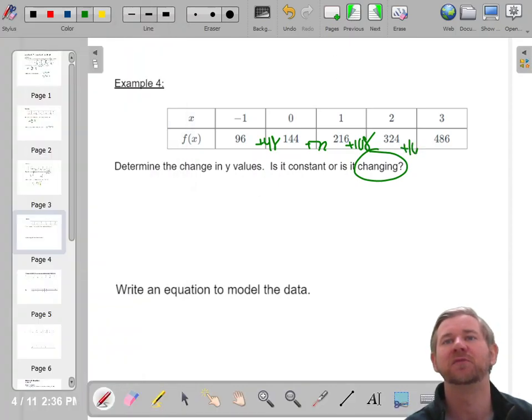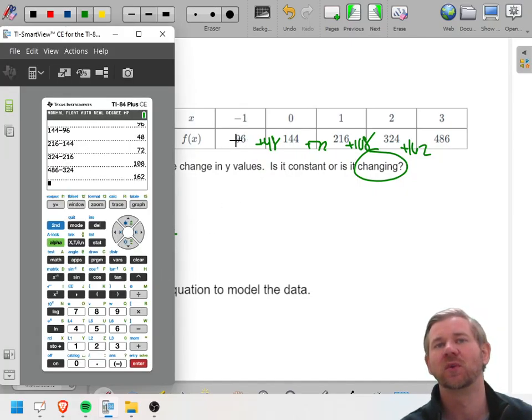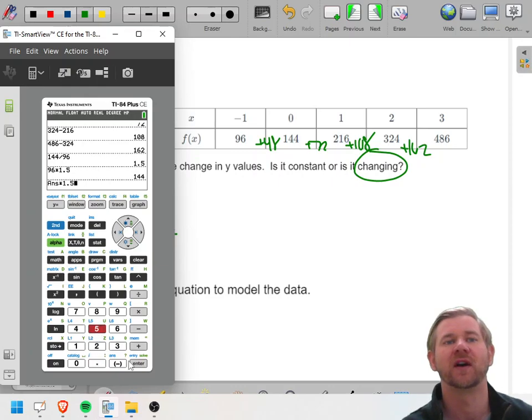So since it's increasing each time, the amount that it's growing is increasing each time. This is an exponential growth, and what we need to do is figure out how it's growing. So what did you multiply 96 by to get 144? 144 divided by 96 is 1.5. So I can try and just take this pattern. 96 times 1.5 is 144, times 1.5.